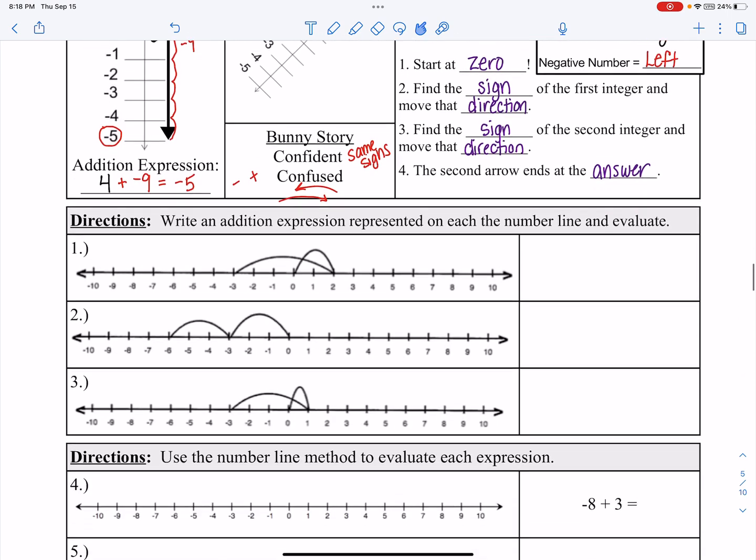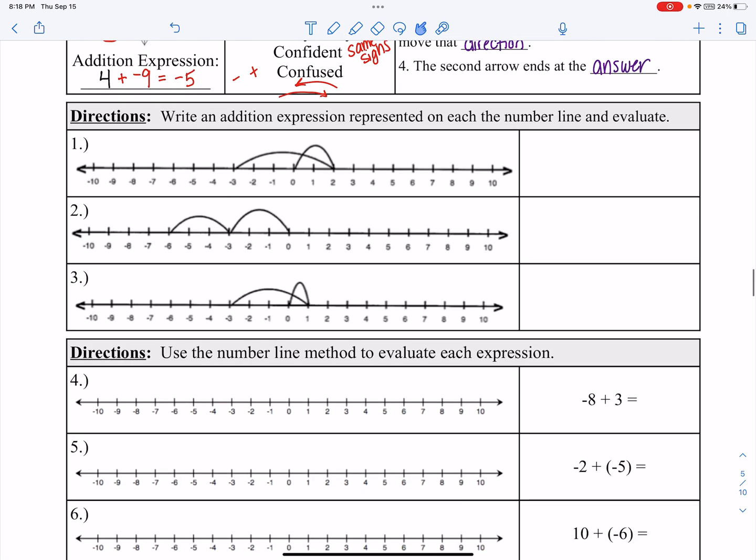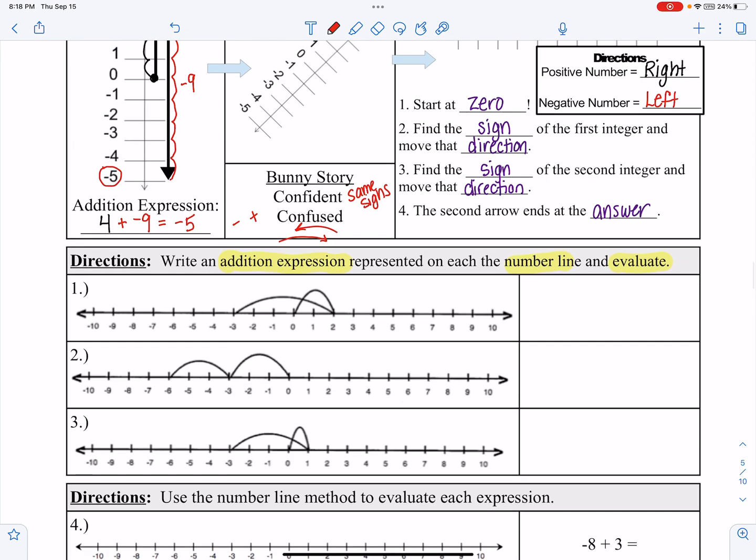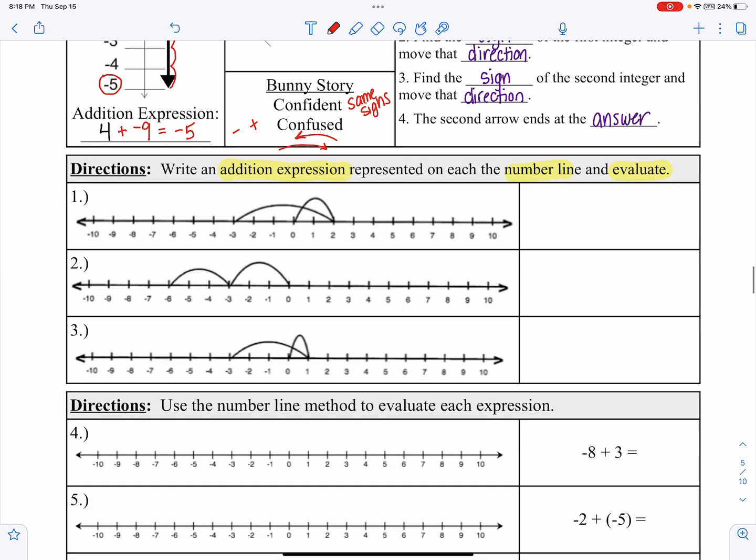All right. Sliding down to our example problems now. Looking at the directions first, it says write an addition expression that's represented on the number line, and they want us to evaluate. So they want you to actually write the answer to that expression, or the value it equals at the end. All right, so let's take a look at that. The first thing you're going to do is try to find where that starting point is, and we always know that we're starting at 0. Okay, so that helps us know what's going on.